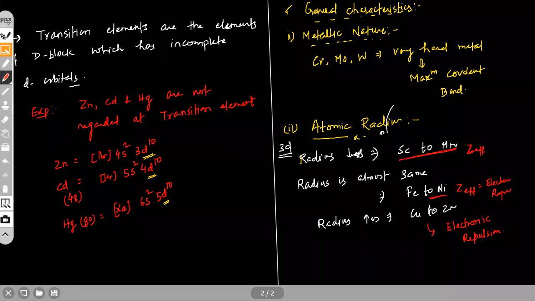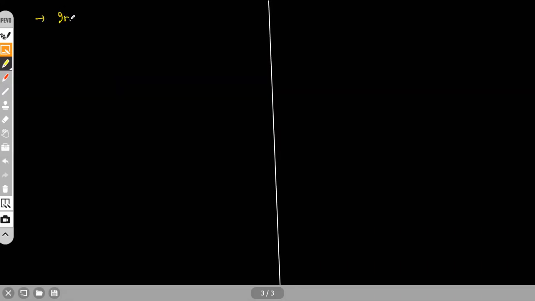This order we have also discussed in periodic properties last year, if you remember. So screening effect we have discussed, that is nothing but the Z effective. In a vertical row, from top to bottom, we know as we go down the group, atomic radius increases.